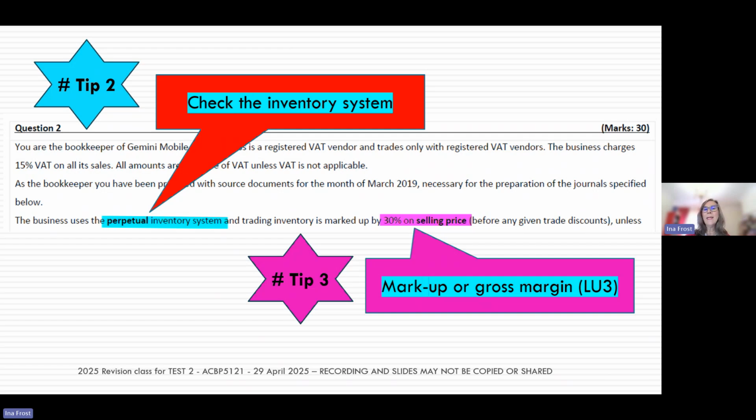And we said the first thing is, of course, to make sure you're sticking to your time. The second thing is, look at which inventory system is being used in the question. And once you know the inventory system, you must see if they're using a markup or a gross margin. This is very important for all your questions that you're going to do in the semester test and in the exam.